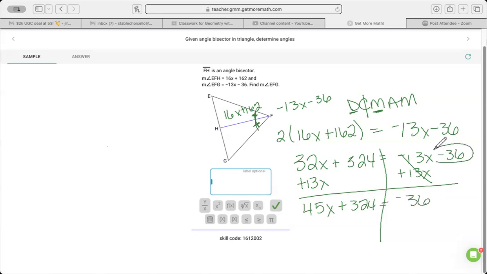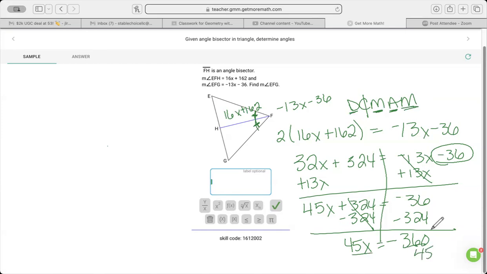And then don't forget, I kept that negative, right? Don't lose your signs. All right, so then we have this, and now we have to get rid of the addition or subtraction next to the variable. So we're going to subtract 324. That gets me 45x equals, and that's 36 negative, so negative 36 minus 324 is negative 360. And then we're going to multiply or divide, so we're going to divide by 45, which gets us negative 8.